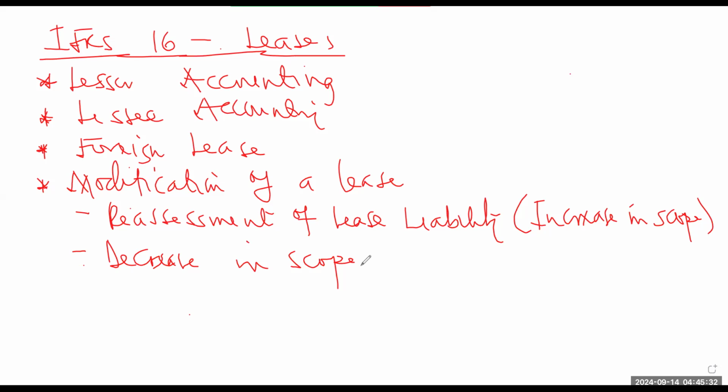3 properties or 3 vehicles. Now you want to reduce it to 2. That's a decrease in the scope. The lease was for 10 years. Now you want to reduce it to what? 7 years. That is a decrease in scope. How do we account for it?